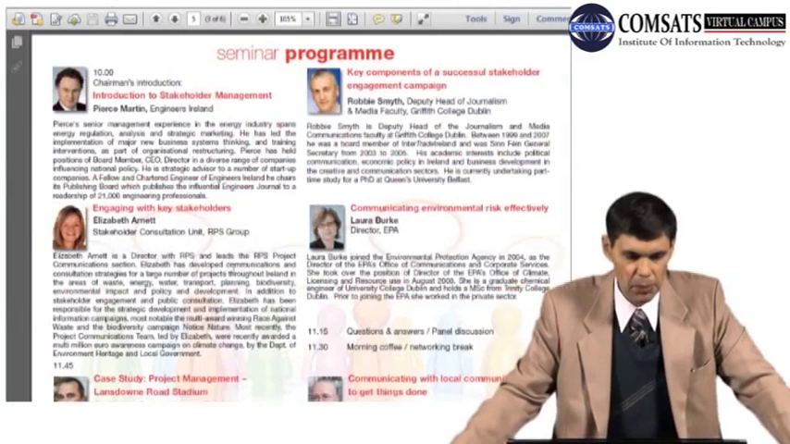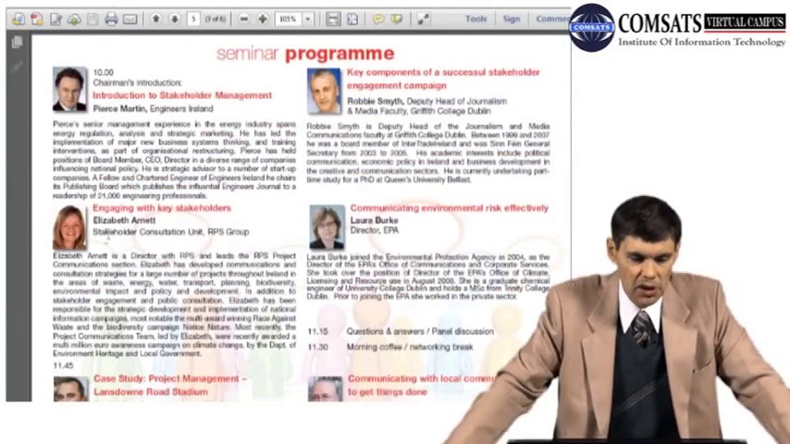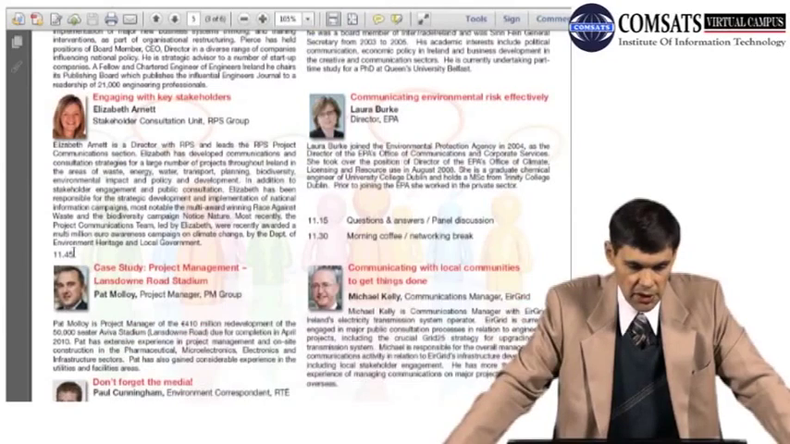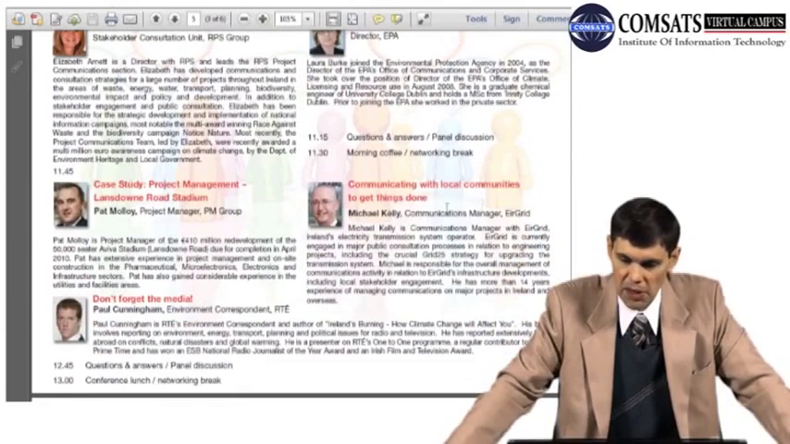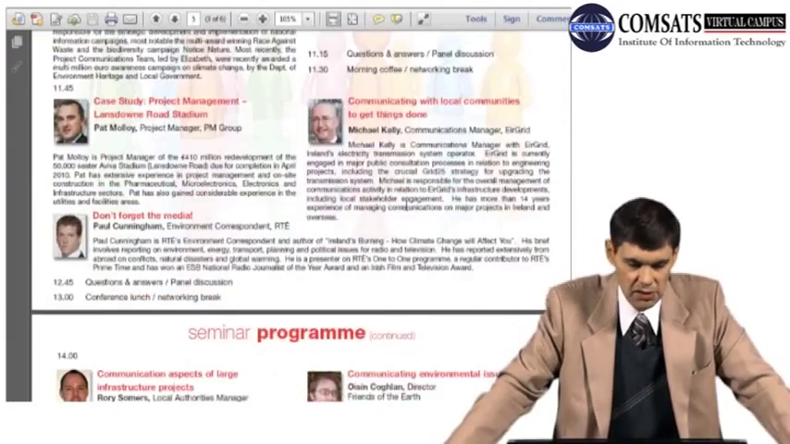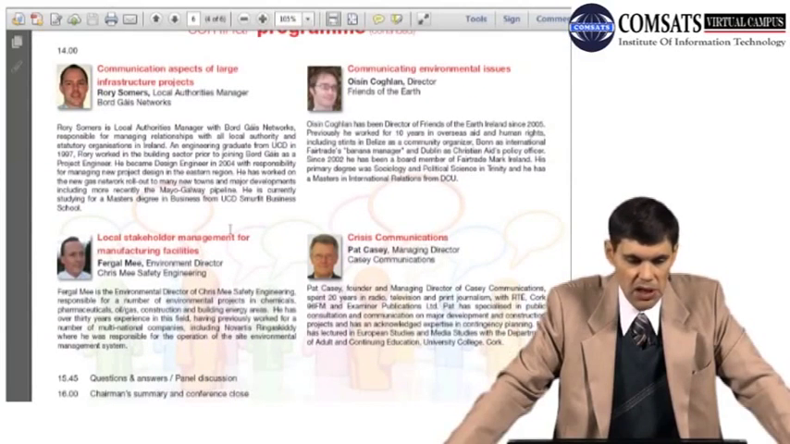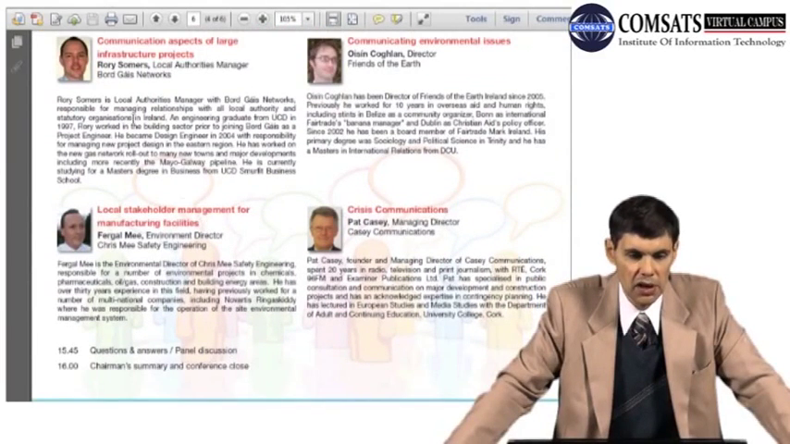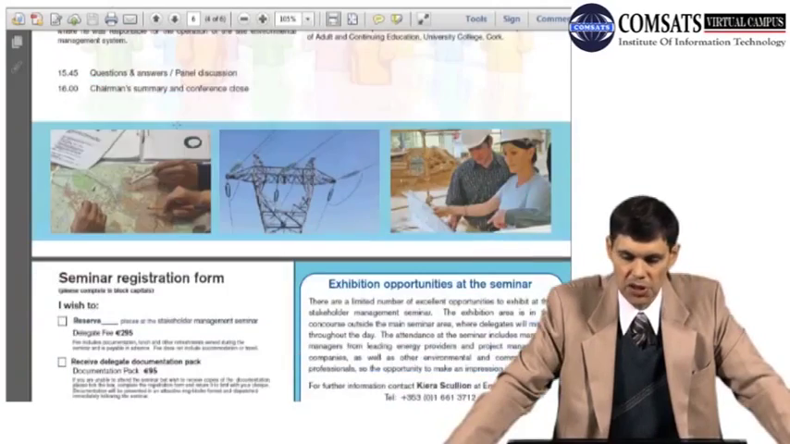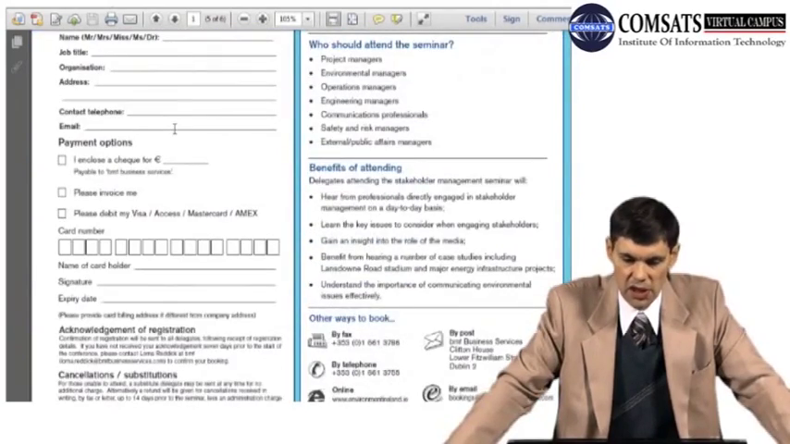You can see here the seminar program, and these are some of the speakers. This group of organizations has a stakeholder consultation unit, which is very good. And there are also a lot of others here: project managers, communication managers, directors, local authority managers, the Director of Friends of the Earth, which is the environmental organization, crisis communications, local stakeholder management for manufacturing, and communication aspects of large infrastructure projects. All this is stakeholder management and engagement.